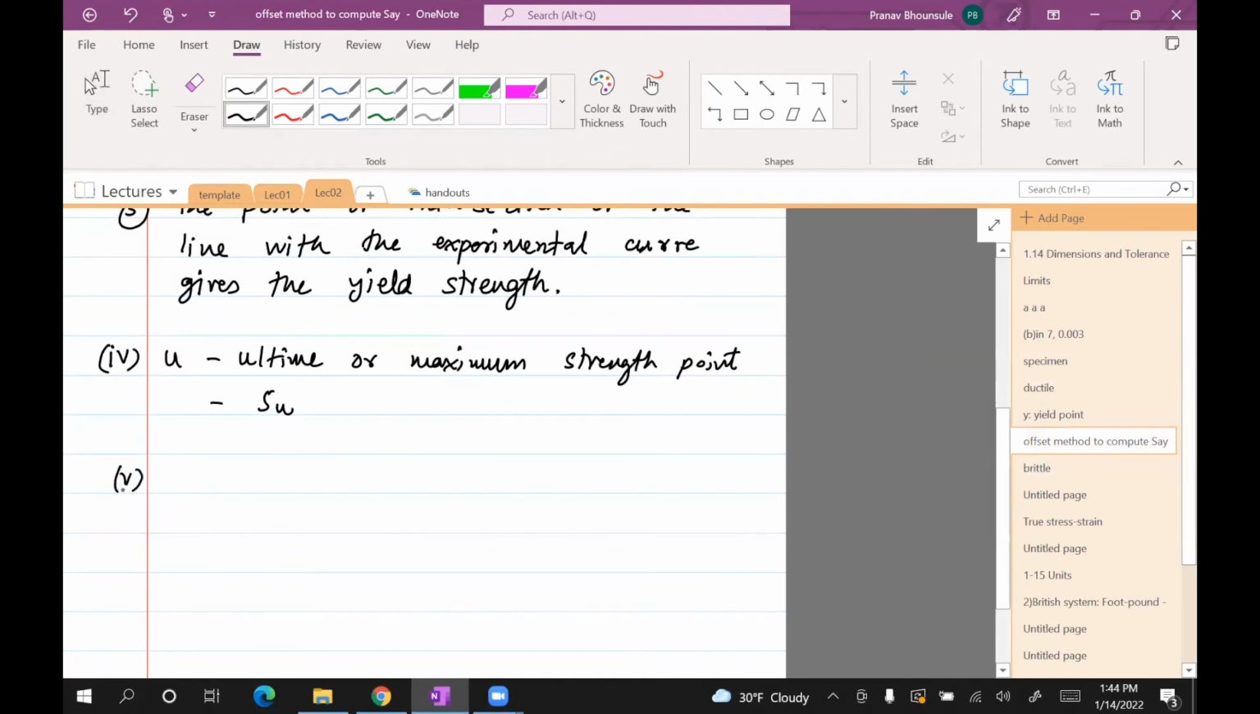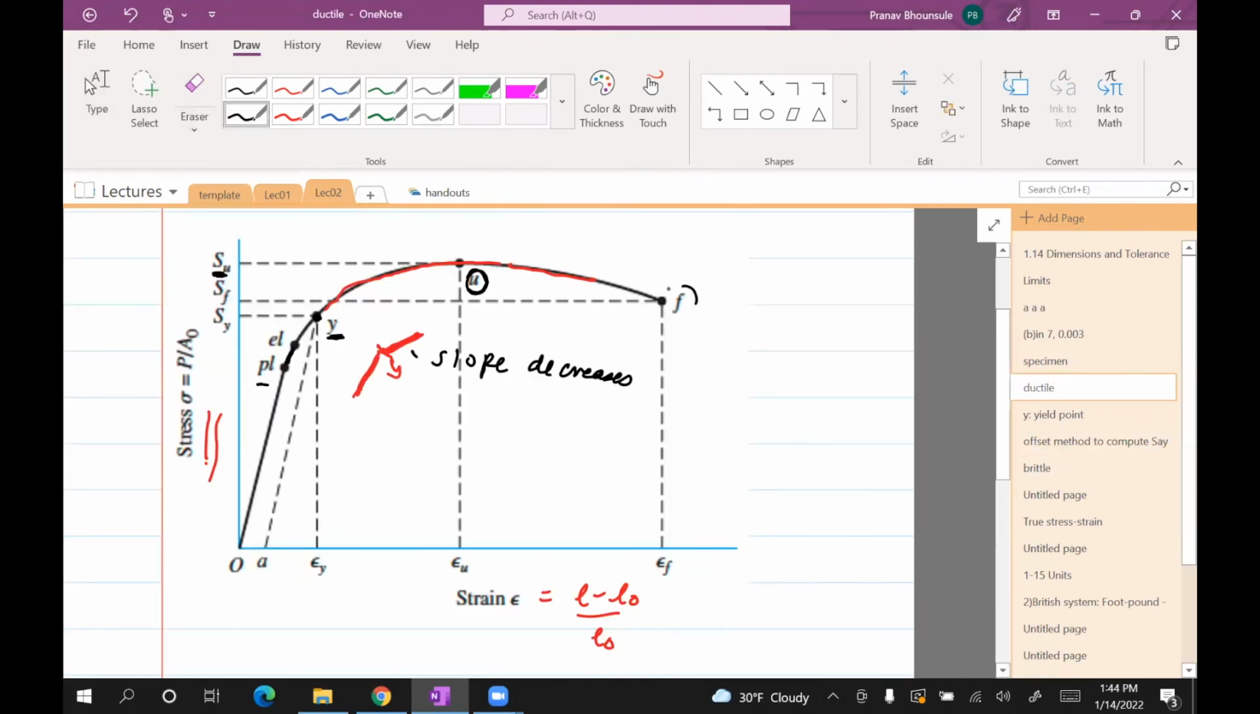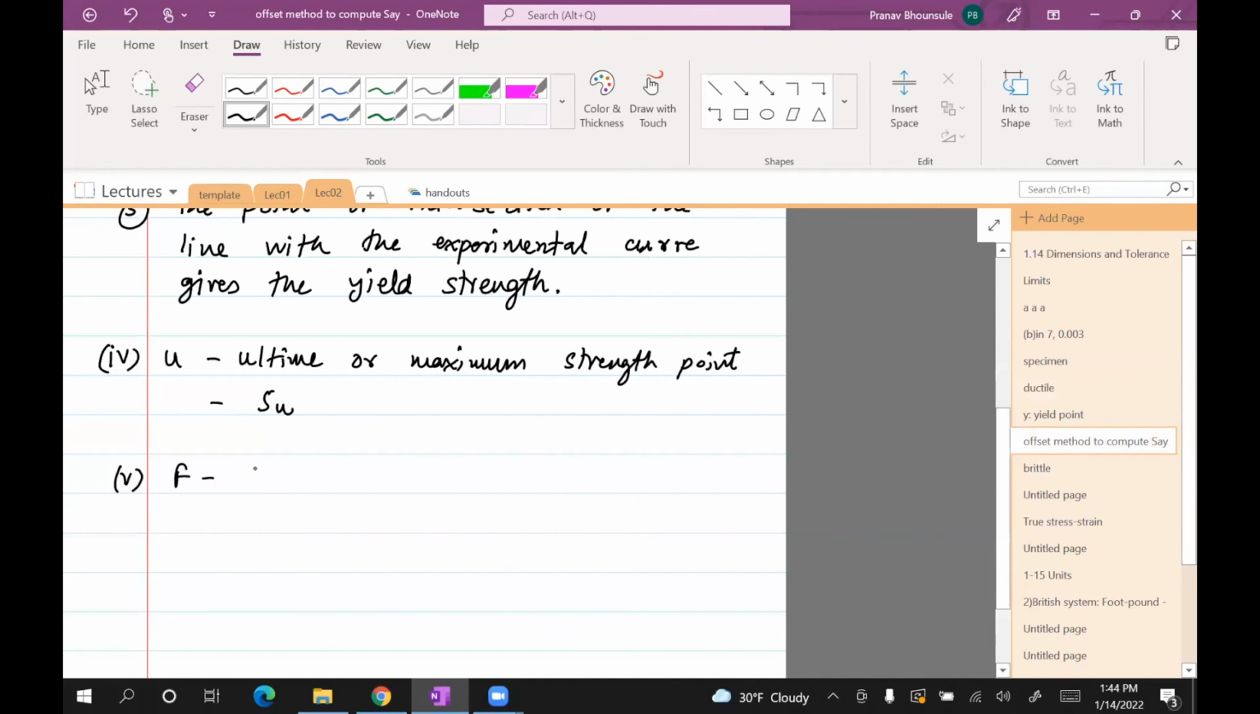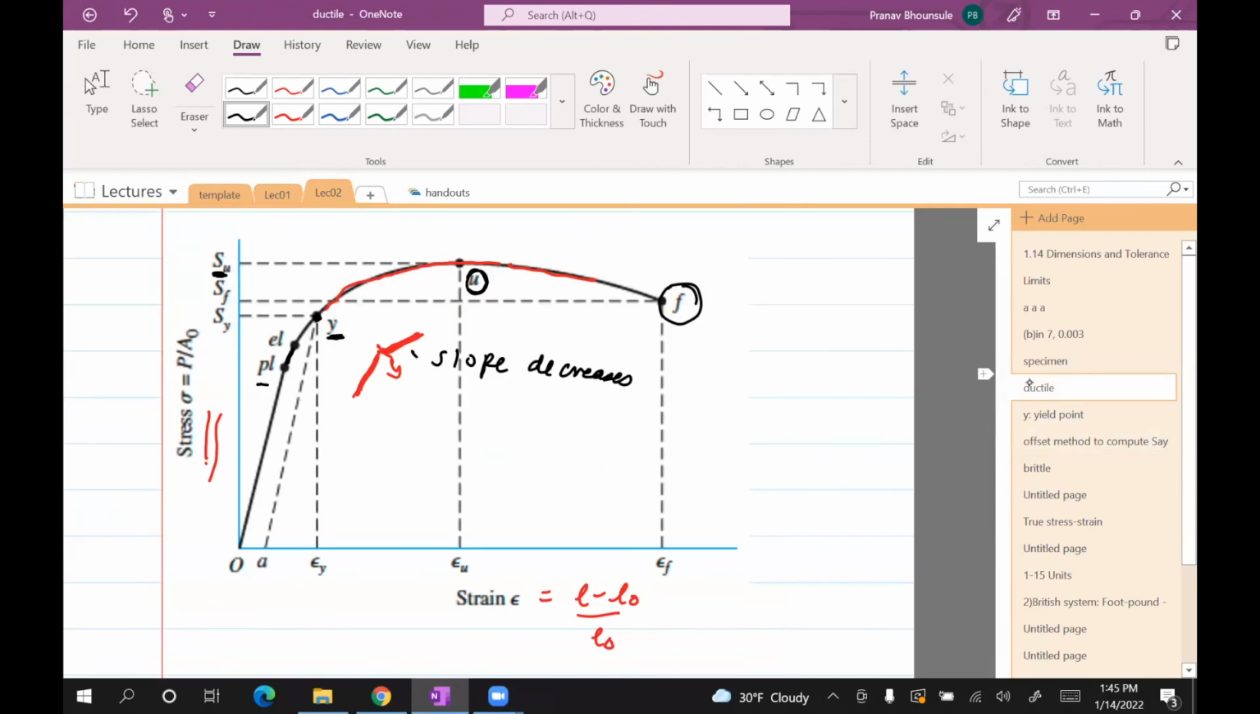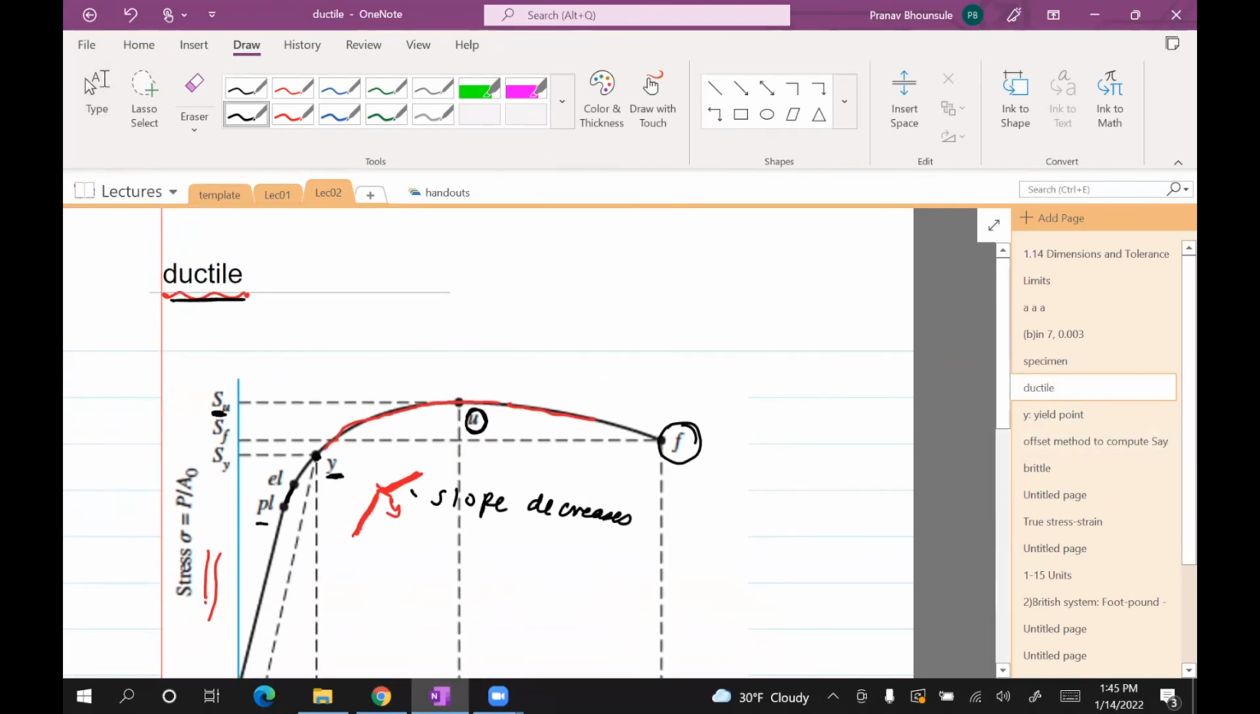After that, if you go back, there's F, which is the fracture point. This is where the material breaks down. So F is the fracture. And you'll definitely know what that point is because the material here just breaks. Okay, so that is the curve for a material like steel, which is ductile.